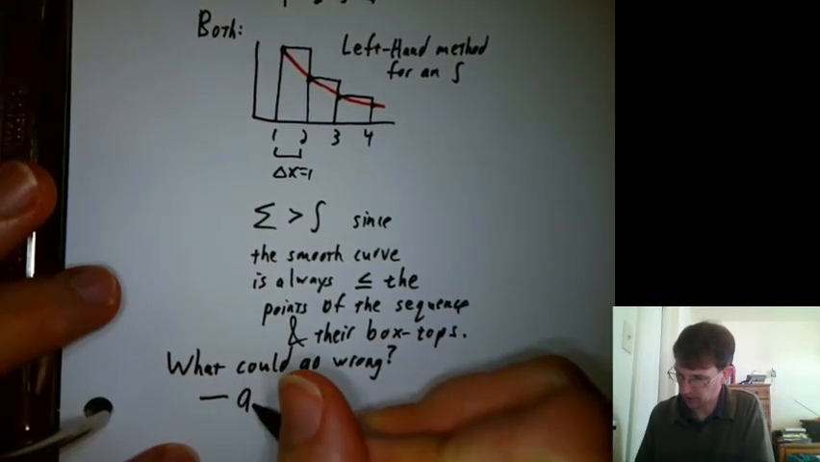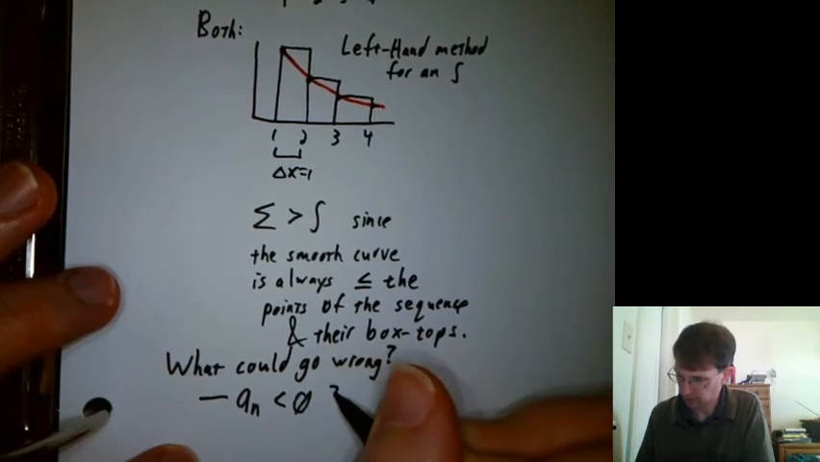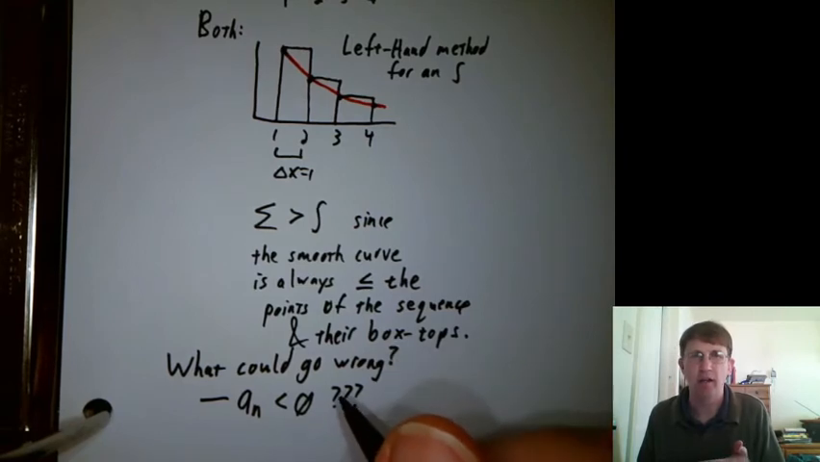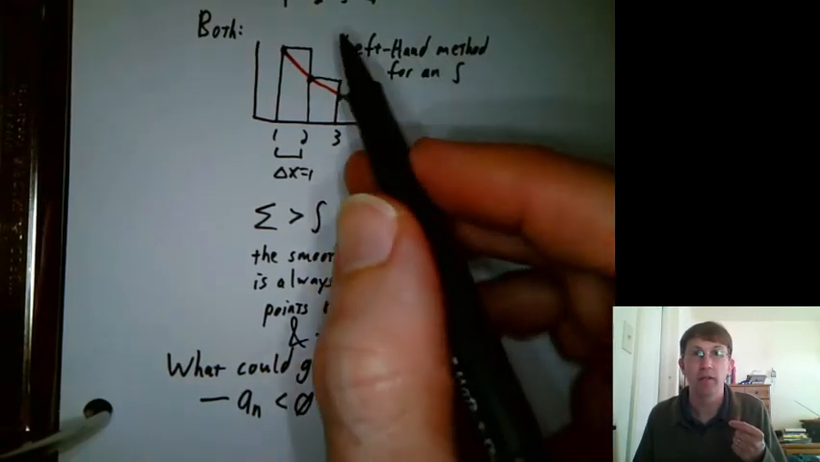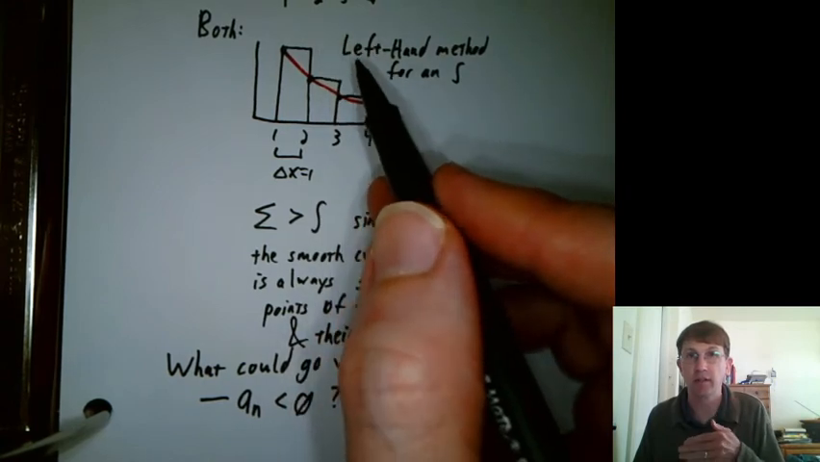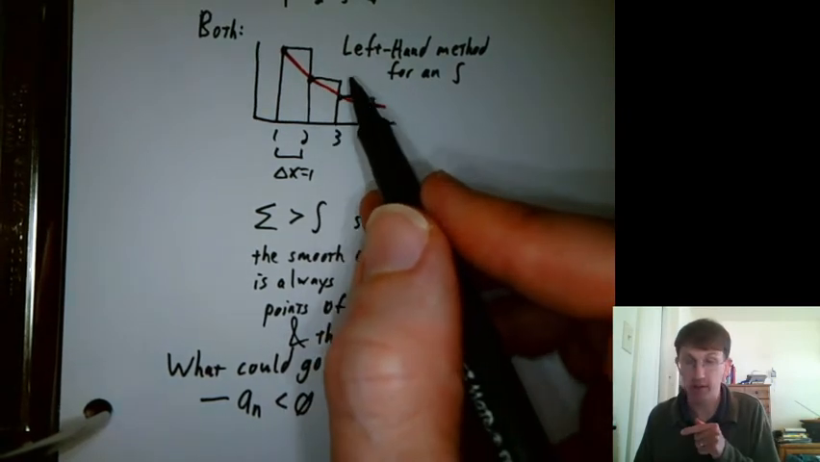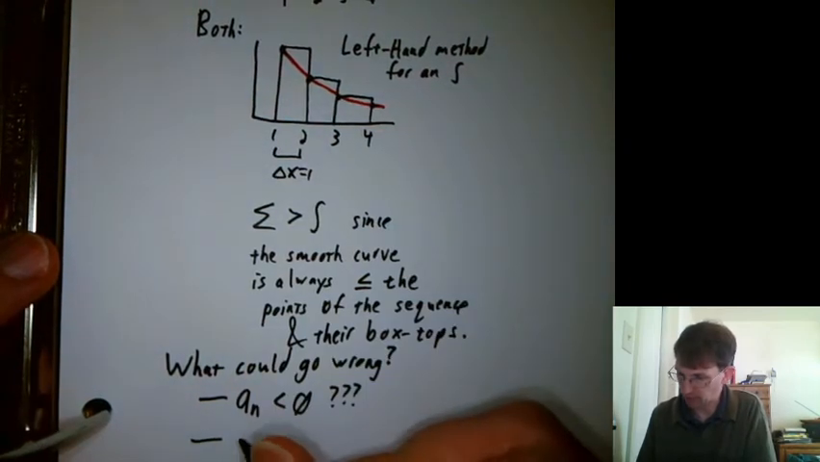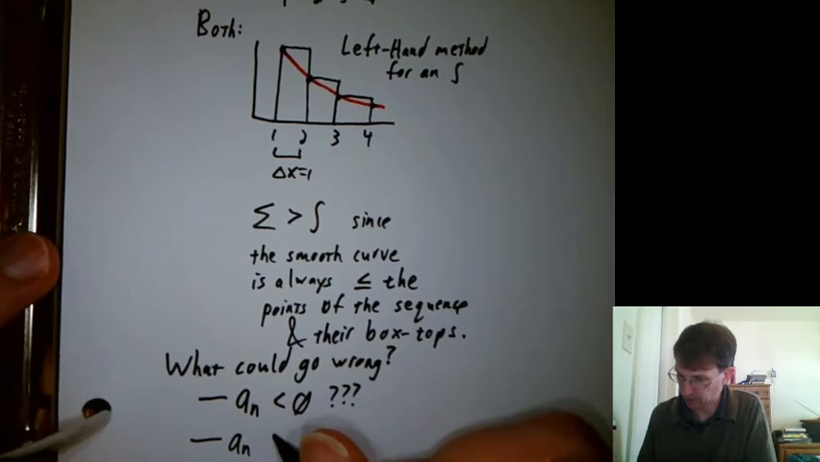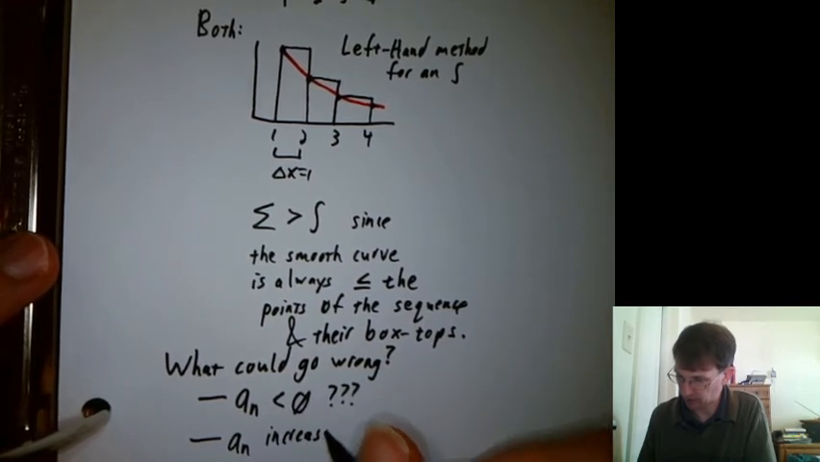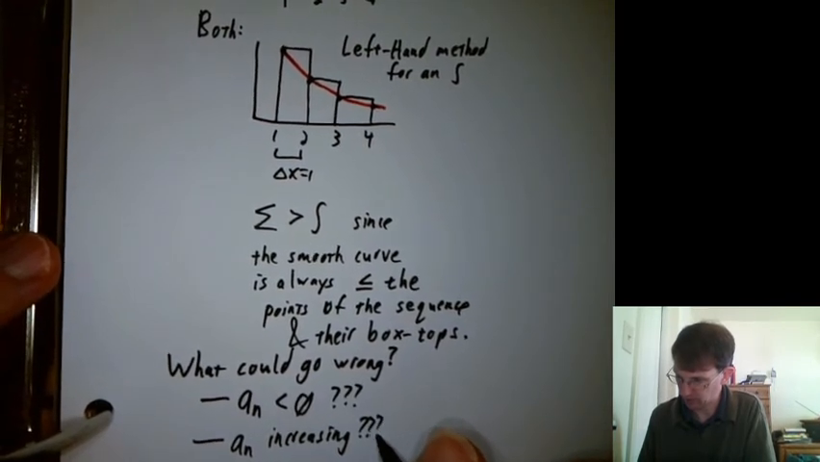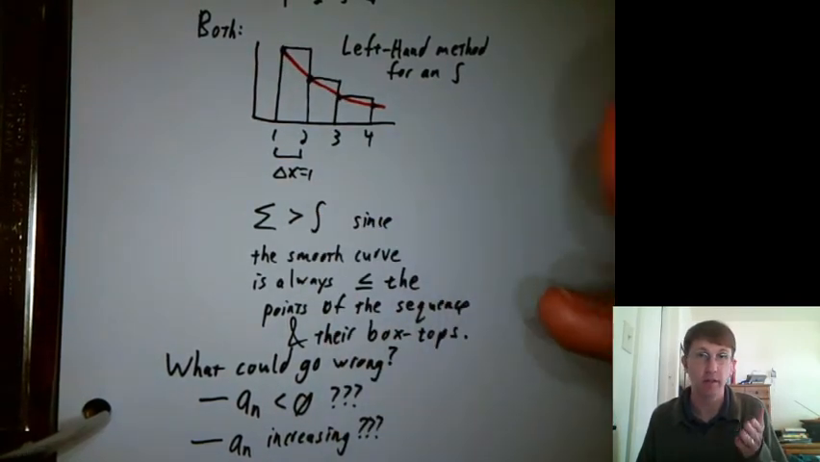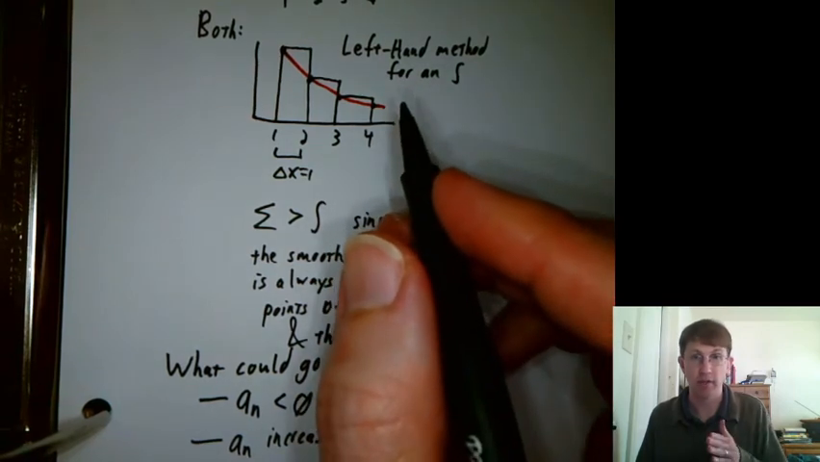If a sub n was less than 0, maybe it would all work out, but we'd have to think really hard about it. Another one would be if the red curve started increasing, then with this left-hand method, the box tops would go underneath the red curve. So we need that smooth curve and the a sub n values, if it was increasing, that would be bad. But as long as the red curve, the a sub n values, are decreasing and positive, we should be good.